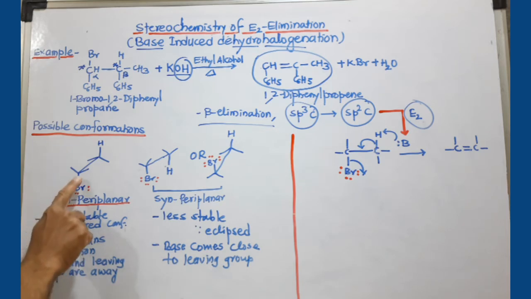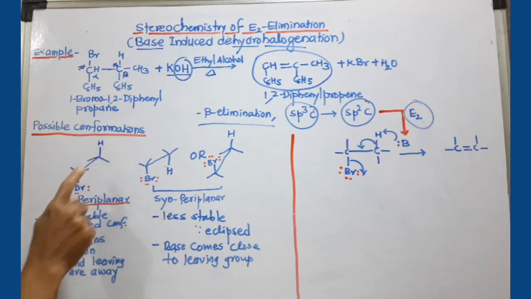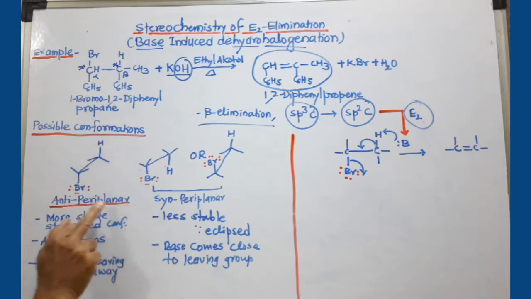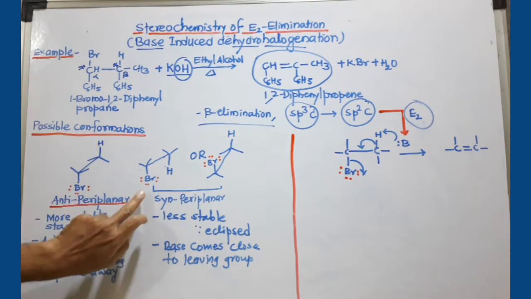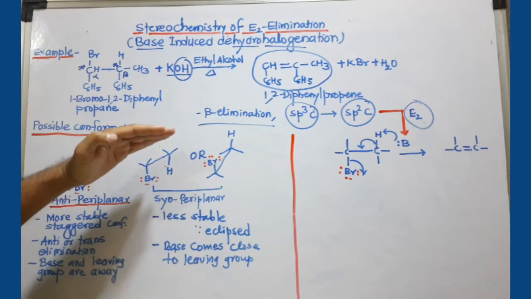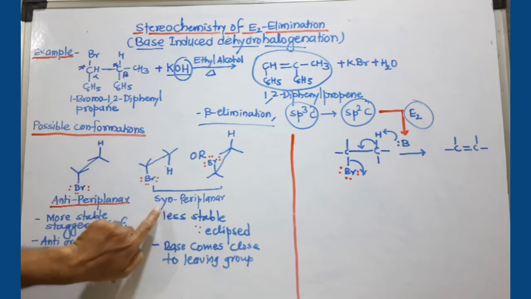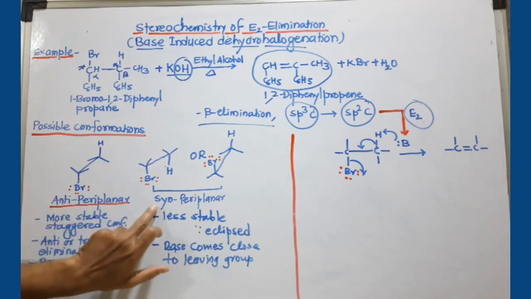So here in the first conformation, you can see hydrogen and Br are toward opposite sides of the molecule. They are anti, they are trans to each other. So this is called anti-periplanar conformation or anti-periplanar arrangement. And one more arrangement I have selected here. In this case, you can see Br and H are toward the same side, or cis. This is called syn-periplanar arrangement. So I have selected two arrangements, anti-periplanar and syn-periplanar.